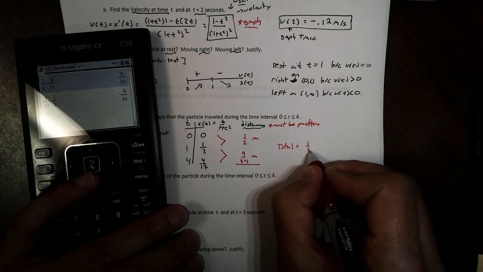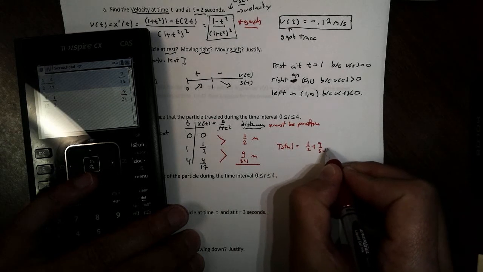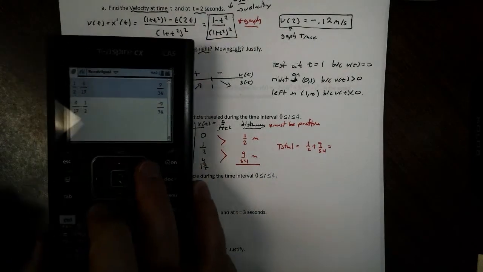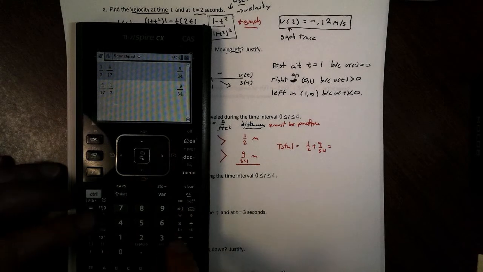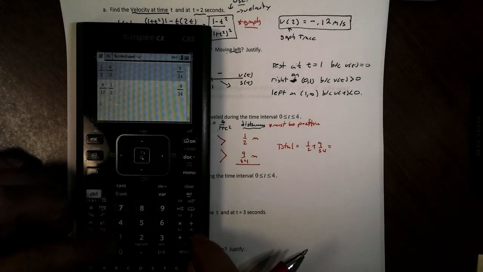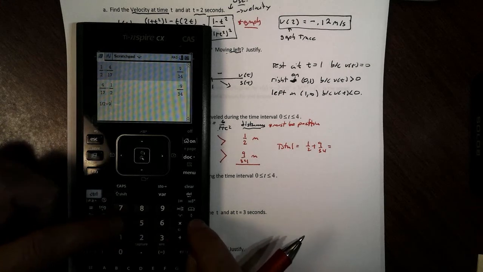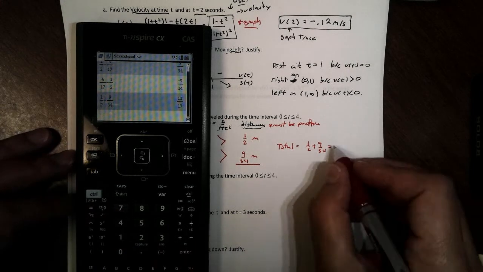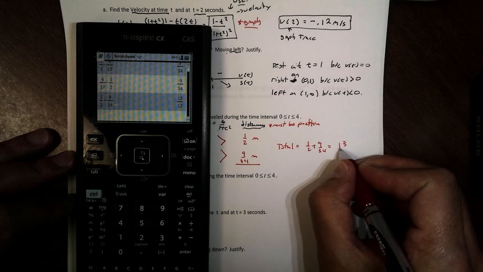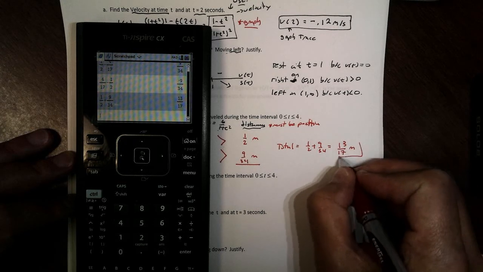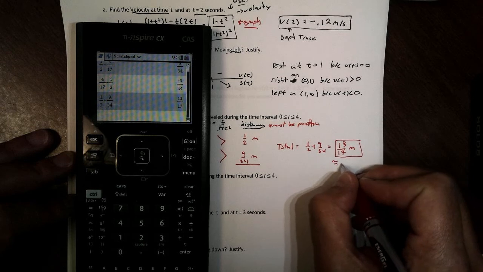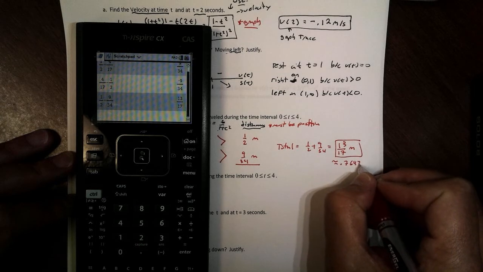That's going to be 1/2 plus 9 over 34. And I'm going to go ahead and you do that in the calculator. 1/2 plus 9 over 34, and we get 13 over 17 meters. Now if you have that as a decimal, it's like 0.7647 meters.